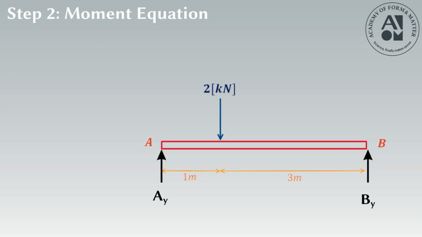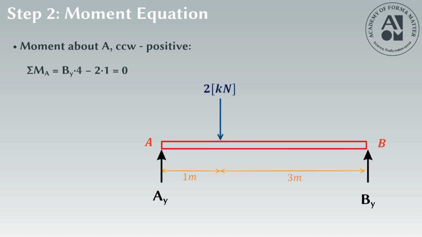Now we write the equations. We start with moments. If you're unsure about moments and their direction, we cover that in separate lessons. Sum of moments about point A. The reaction at B creates a counterclockwise moment. The load creates a clockwise moment. So, BY times 4 minus 2 times 1 equals 0. From this, BY equals 0.5 kilonewtons.